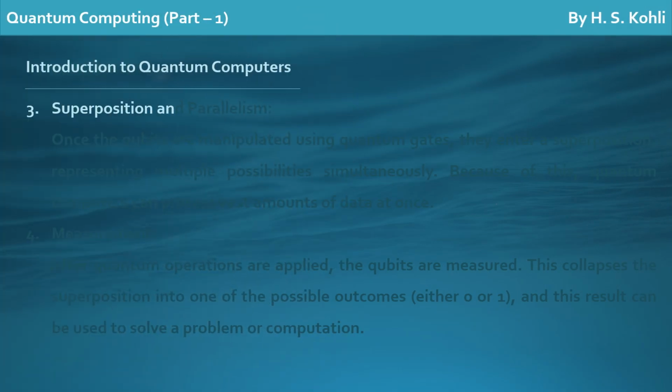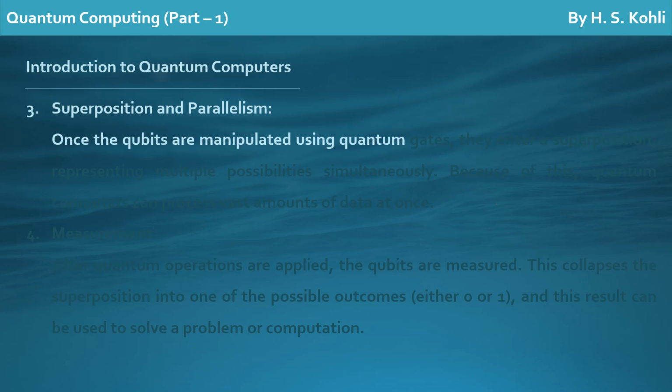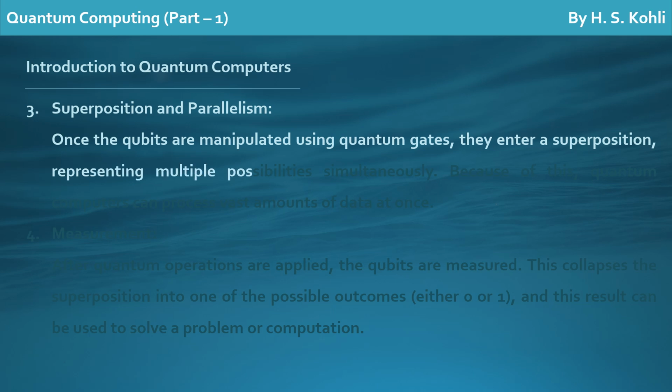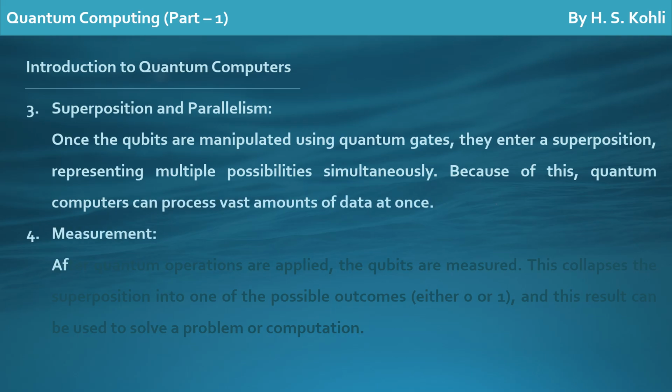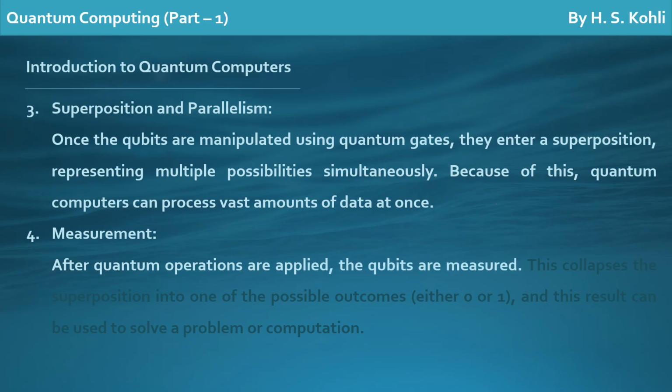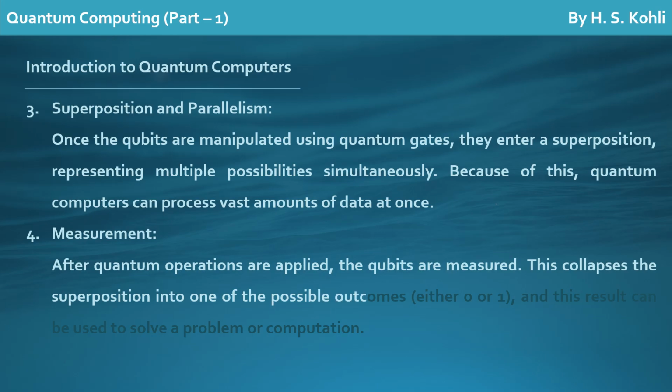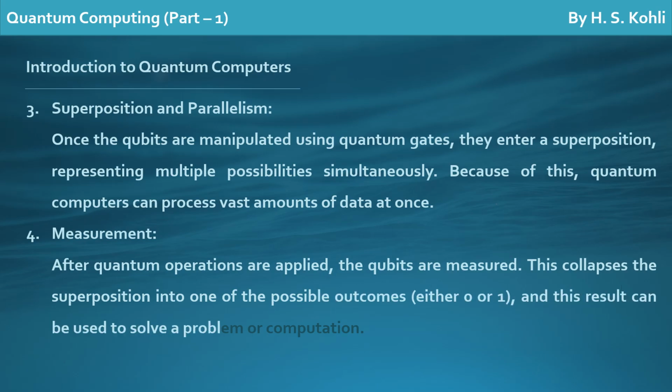3. Superposition and parallelism. Once the qubits are manipulated using quantum gates, they enter a superposition, representing multiple possibilities simultaneously. Because of this, quantum computers can process vast amounts of data at once. 4. Measurement. After quantum operations are applied, the qubits are measured. This collapses the superposition into one of the possible outcomes, either 0 or 1, and this result can be used to solve a problem or computation.